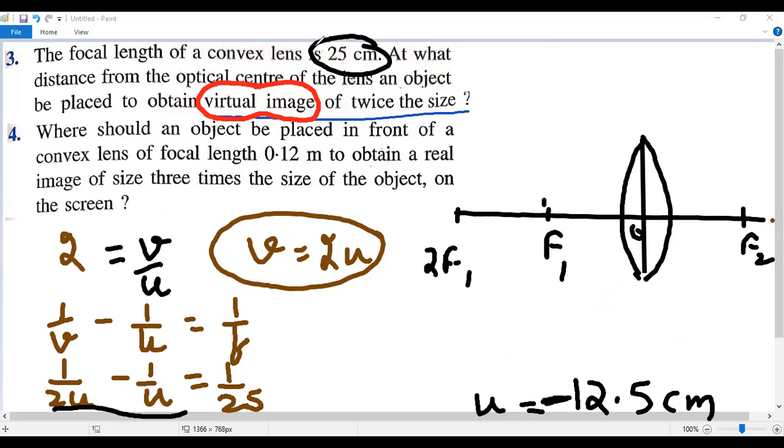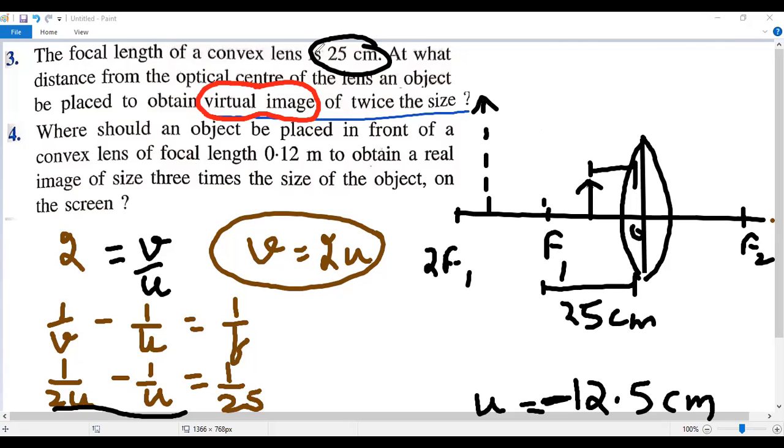So here the object is placed at 12.5 centimeter as given in the question. This is your object. So what does it mean? See, if the distance between optical center and focal length is 25, then the object is placed between the optical center and the focal length. That means this is the last case drawn in convex lens. You will be having a virtual, erect and magnified image.